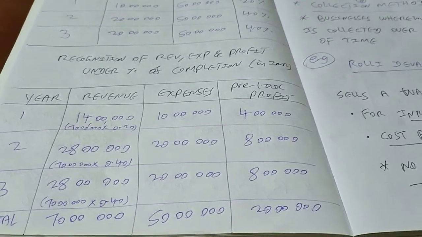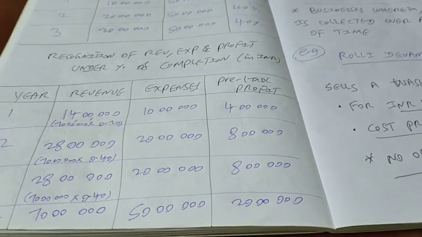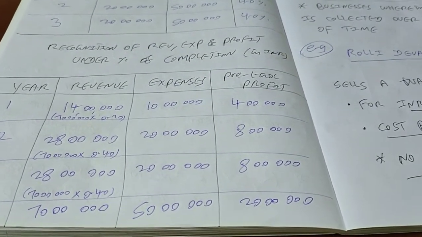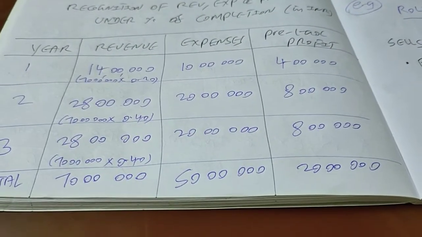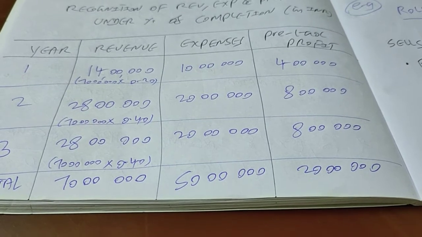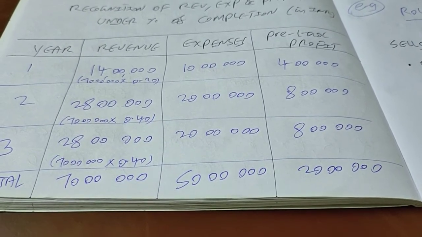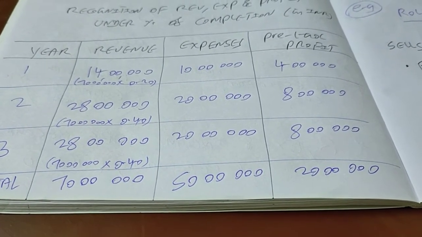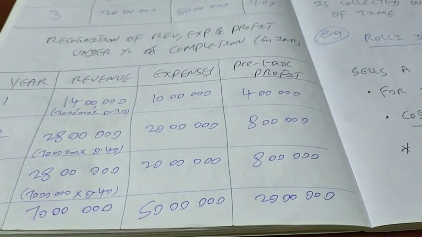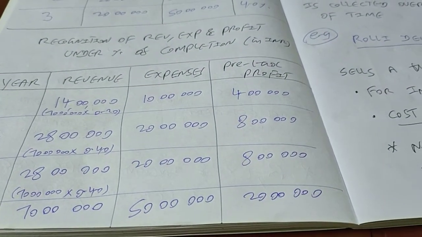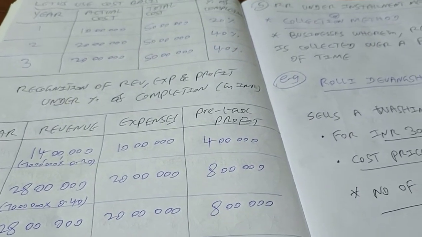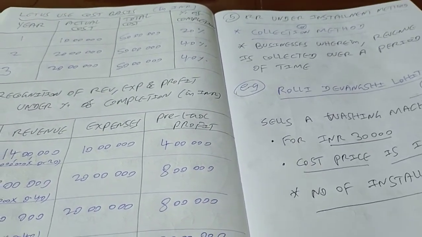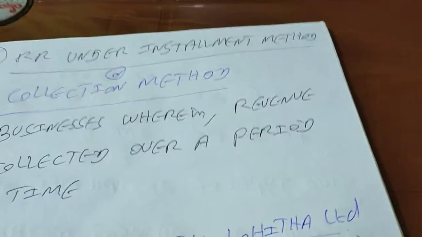The only difference is that under the completed contract method, we recognize revenue, expenses and profit only at the end of the completion of the contract, whereas under the percentage of completion method, we recognize revenue, expenses and pre-tax profit at the end of every reporting period. In order to know that, we need to know how to get the percentage of completion. For that, we go either by cost basis or work completed basis, right? So that is about the percentage of completion method.